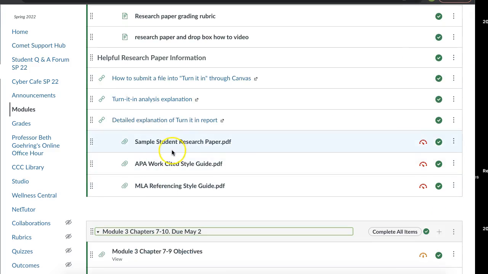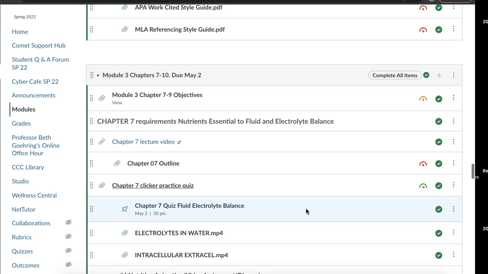Down here for your research paper, I have different samples of a research paper that a student wrote. So make sure you look at that to see the quality that I'm looking for. And then here's a couple of different referencing styles. Then you're going to move down into chapters 7 through 10, same thing. And then the last module is chapters 11 through 15, which is going to be due May 19th.